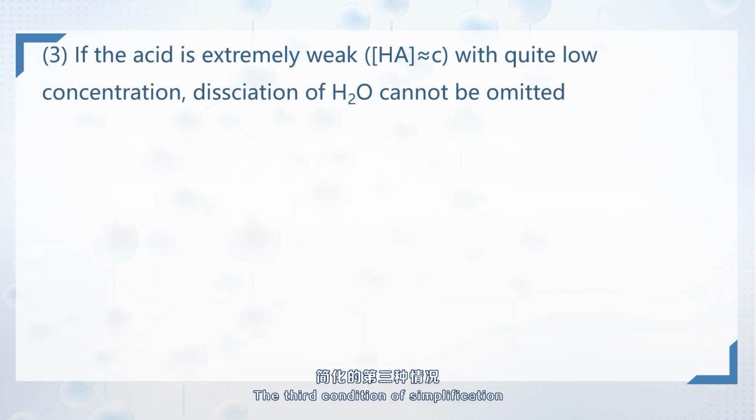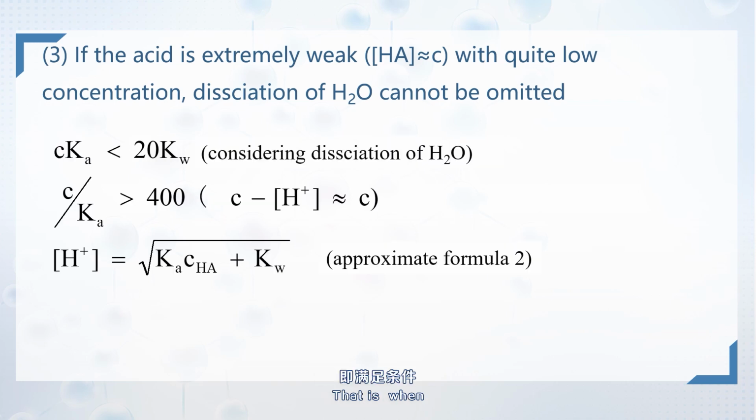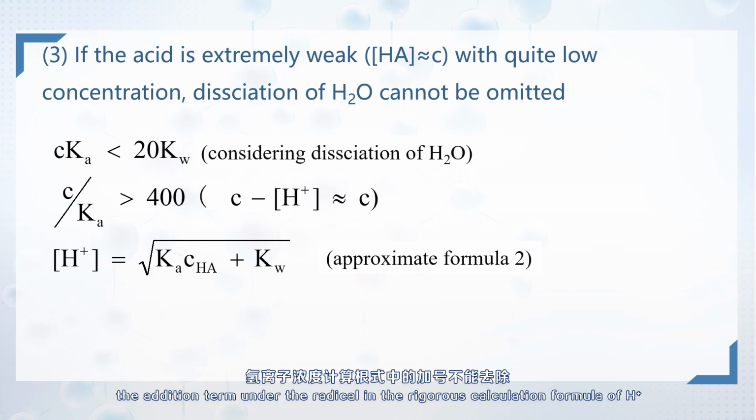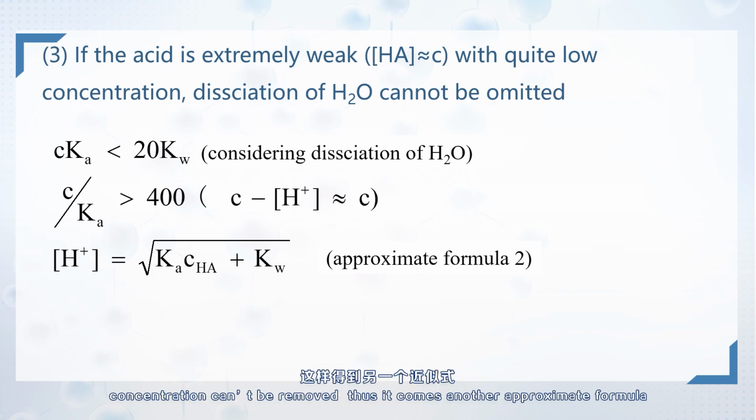The third condition of simplification is that the dissociation of water can't be ignored if the acid is extremely weak with rather low concentration. That is, when CKa less than 20Kw and C divided by Ka larger than 400, the addition term under the radical in the rigorous calculation formula of hydrogen concentration can't be removed. Thus, it comes another approximate formula.